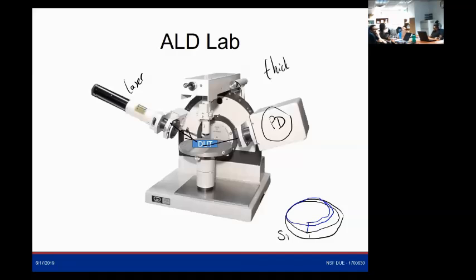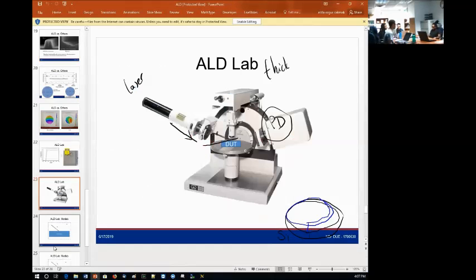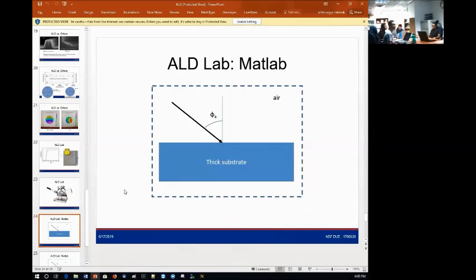Like we did in the lab. You guys remember the experiment? We did the first ellipsometer measurement before we did the atomic layer deposition, and then we did another ellipsometer measurement at the end to figure out the thickness of the aluminum oxide. All right, but first we need to understand what kind of a sample we're looking at. We have air. We're sending the light with an angle phi, and then we'll get some reflection.